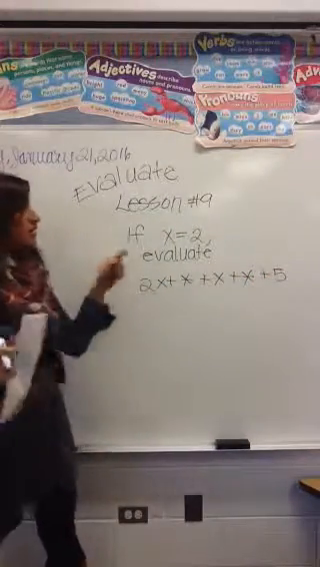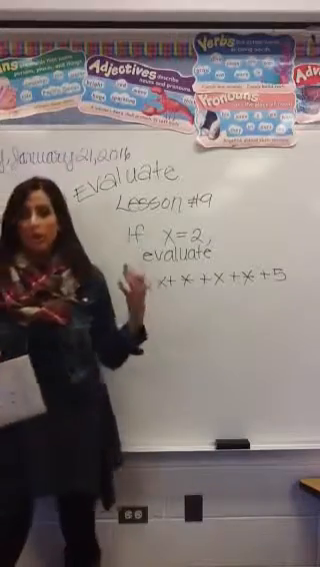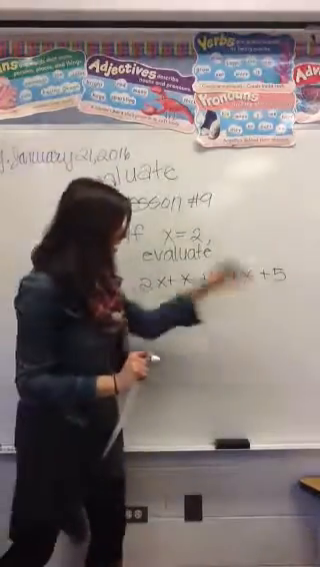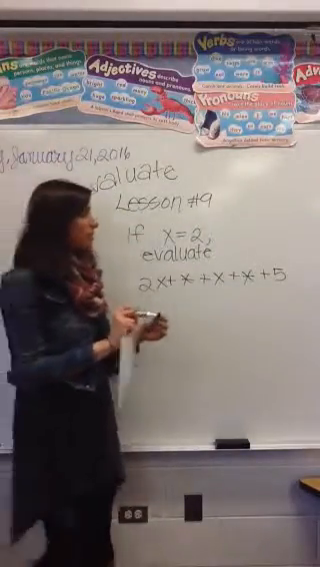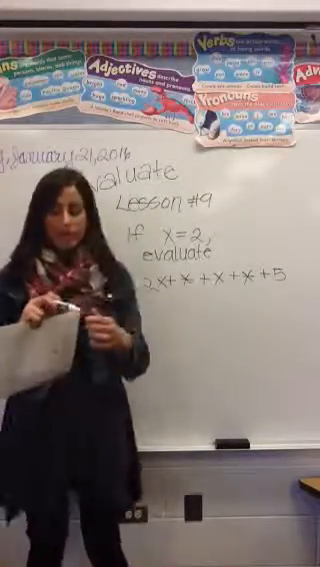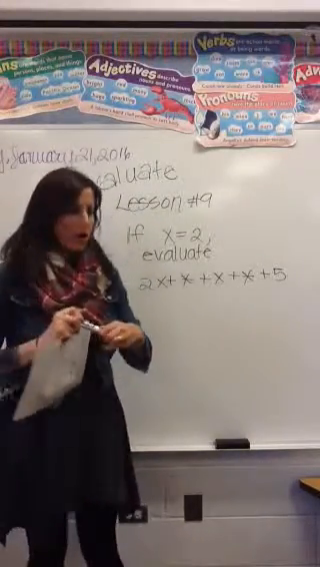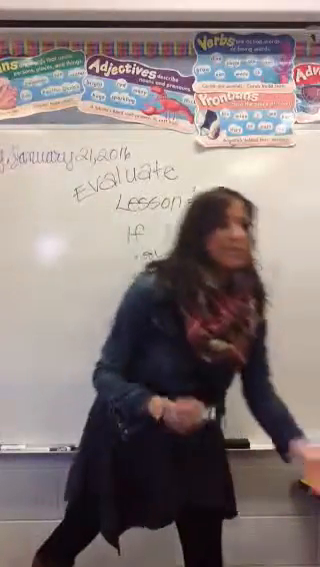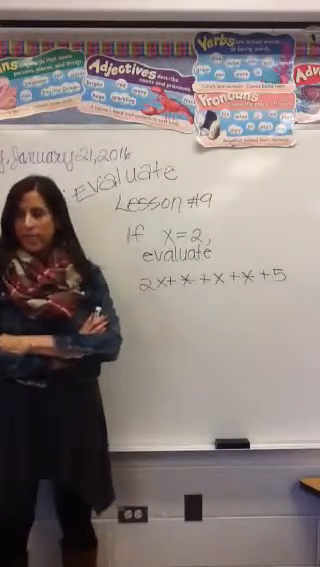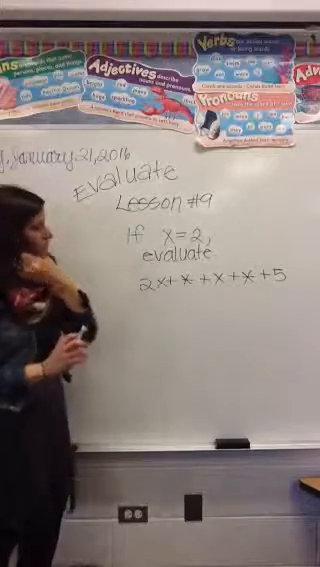So this says, if x equals 2, evaluate. So that means evaluate this: 2x plus star plus x plus star plus 5. What's different about this equation that you're seeing? What do you notice, Maggie? It has x's and it has stars.